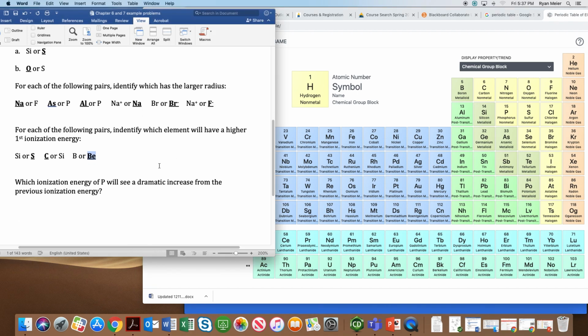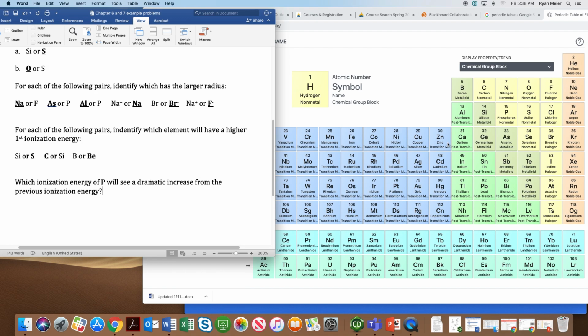Right. One last question, then we'll wrap up. I think it's been playing long already. So the last one here: which ionization energy of phosphorus will see a dramatic increase from the previous ionization energy? This deals with the multiple ionization energies we were talking about before. And we said that the big increase in ionization energy happens when we try to take off a core electron instead of a valence electron.